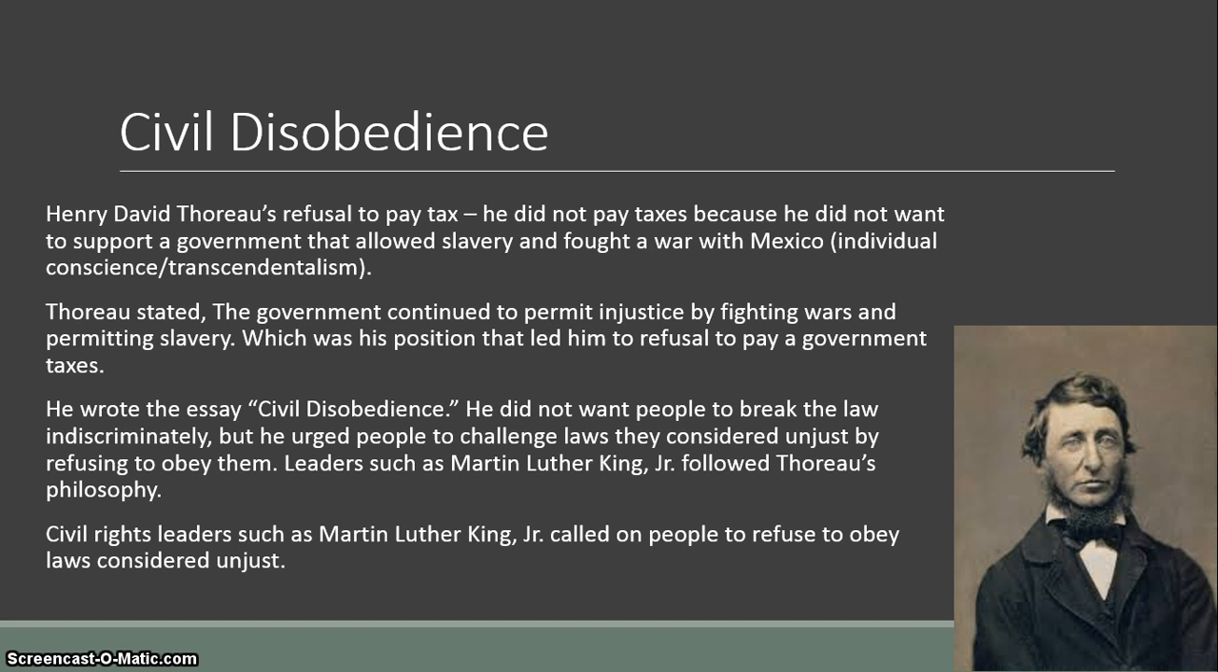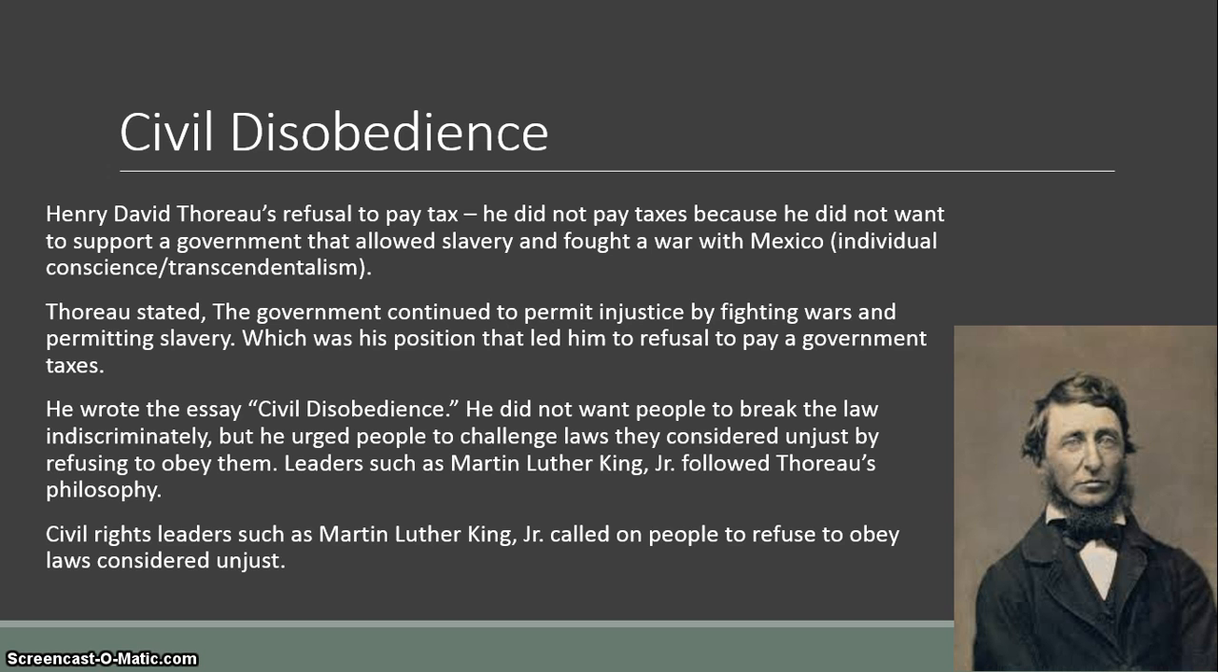He refused to pay taxes because he didn't want to support a government that allowed slavery, and in fact allowed a country to fight a war with Mexico. He thought that if he was paying his taxes into this government, then he's approving what the government does. Because he doesn't approve what the government does, he's not paying taxes.